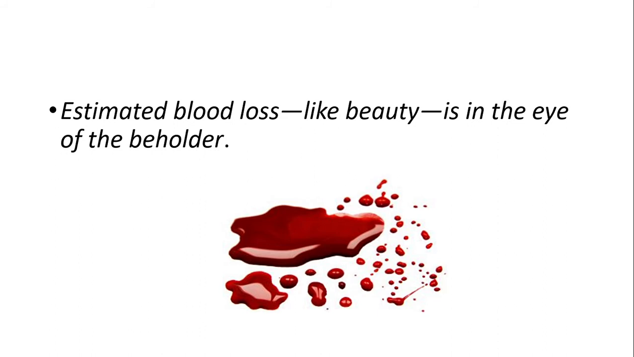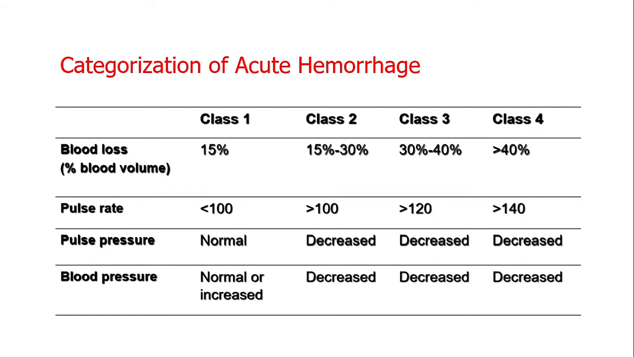Estimated blood loss is like a beauty: all is in the eye of the beholder. So the problem we have as doctors trying to evaluate estimated blood loss is that it is always subjective. But it's very important to understand the volume of blood lost, because the condition of the patient will depend on their class of acute hemorrhage.